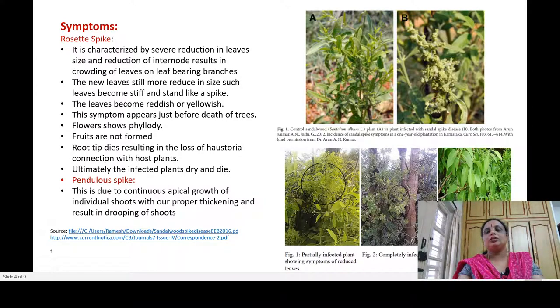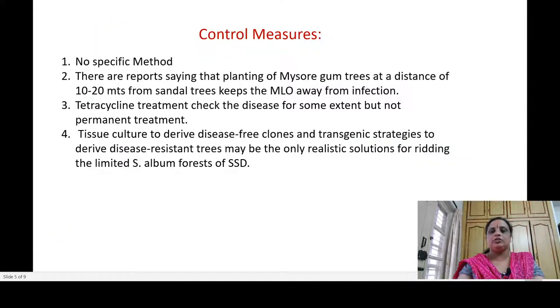In rosette spike, it is due to the decrease in the internodal region, whereas in pendulous spike there is a large difference between the space of the nodes. That is, the internodal region is more because of the continuous apical growth, which leads to the lack of mechanical support. Without proper thickening, which would not have happened, the branch droops. That's called pendulous spike. So these are the two different symptoms which you can come across in sandal spike disease: one is rosette spike, the other is pendulous spike.